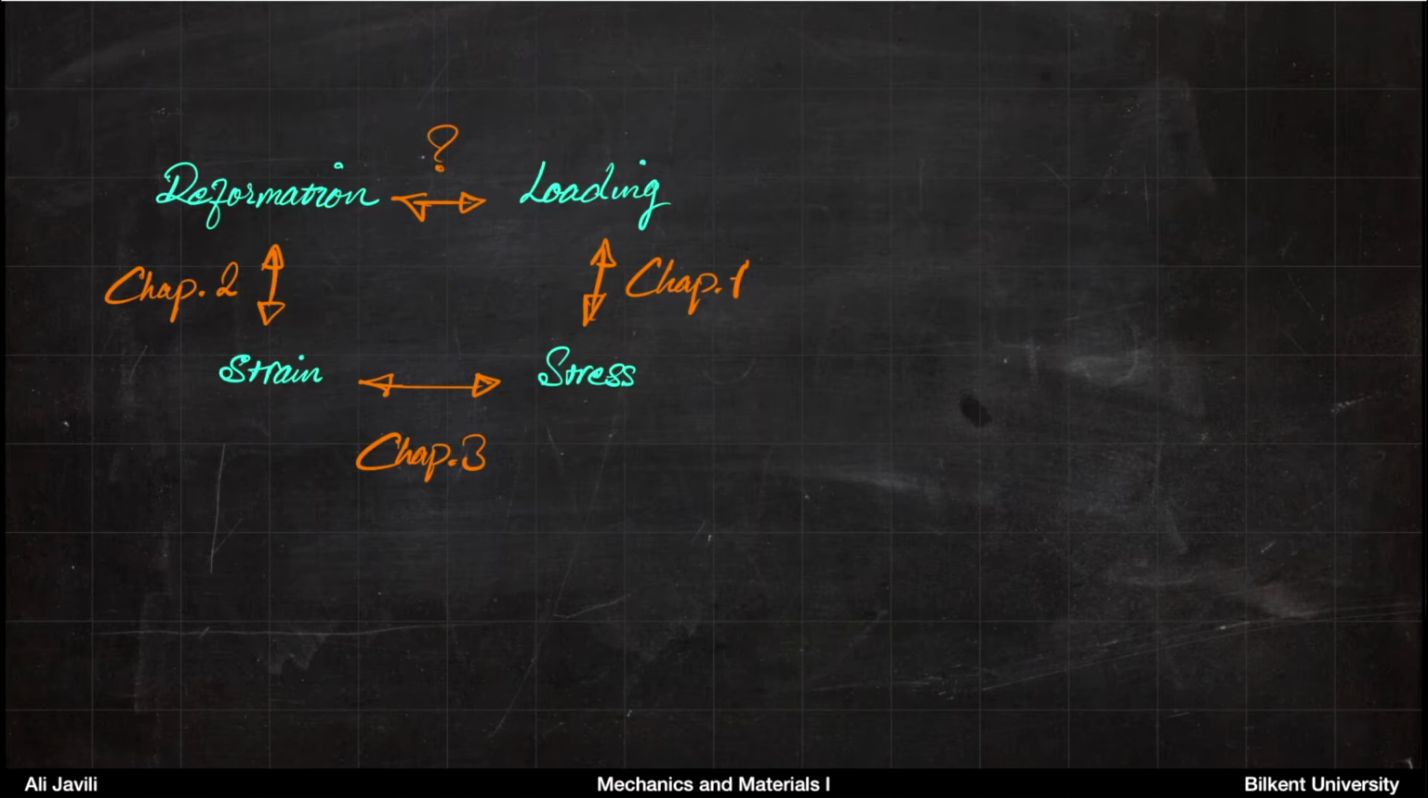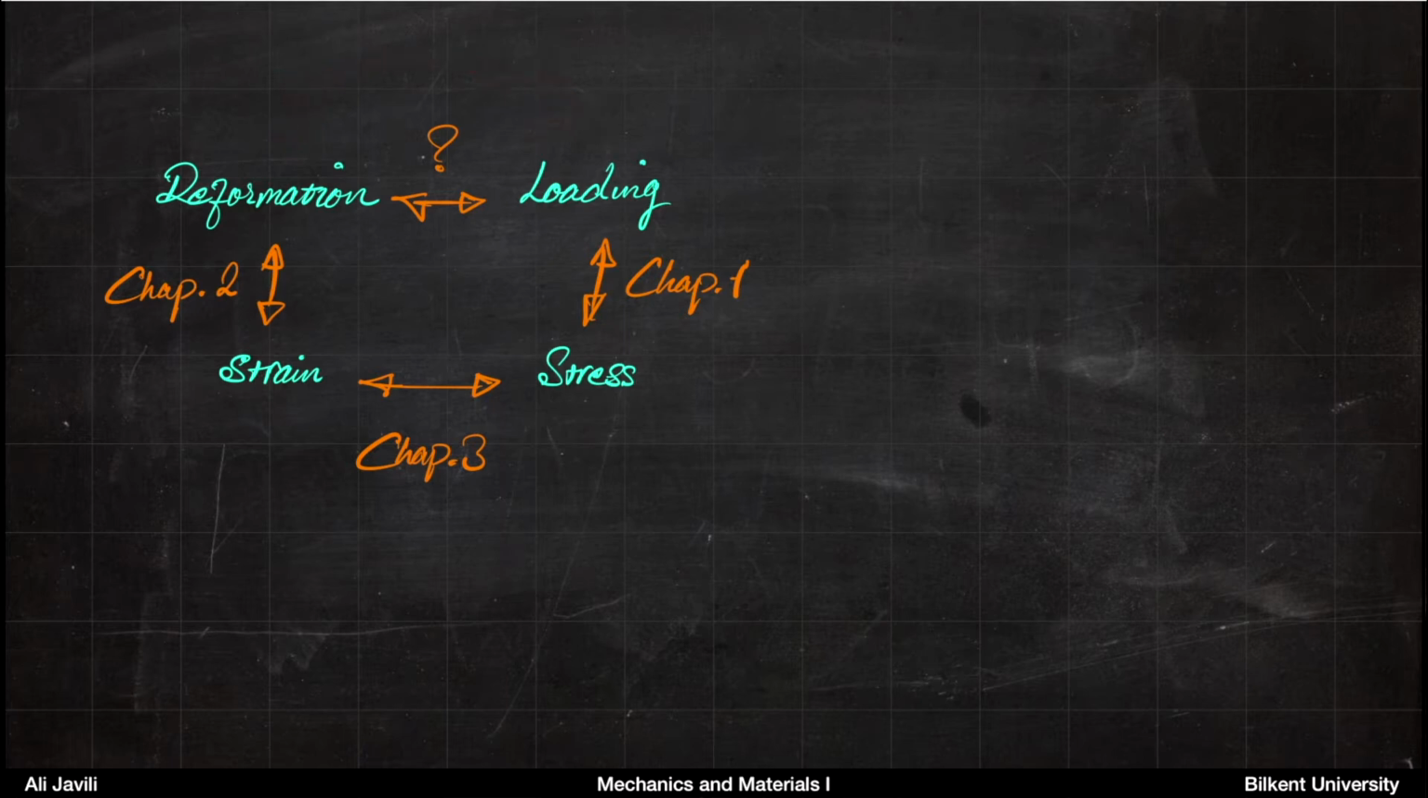So before I talk about torsion, I want to remind you of the big picture of mechanics and what we are doing here in Mechanics and Materials 1. What we want to do is always to find a relation between deformation and loading. And if you remember, we said that this question, the key question of mechanics and materials, cannot be easily answered at this stage.